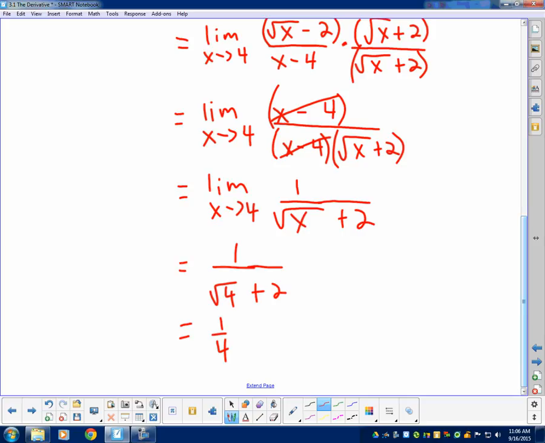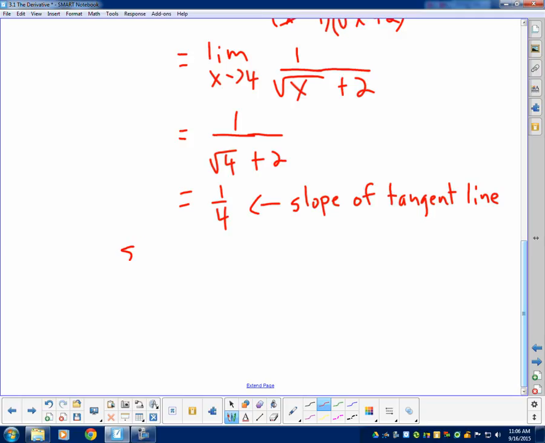So what did we just find? Slope of what line? Normal line? No, this isn't the normal line. Tangent. Tangent line. The slope of the normal line is -4, -4/1. It's the opposite reciprocal.